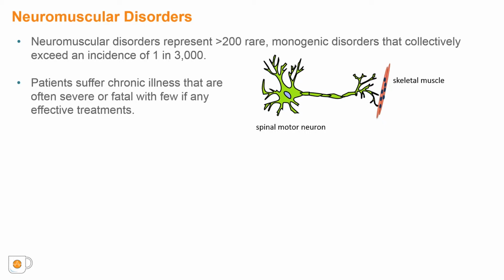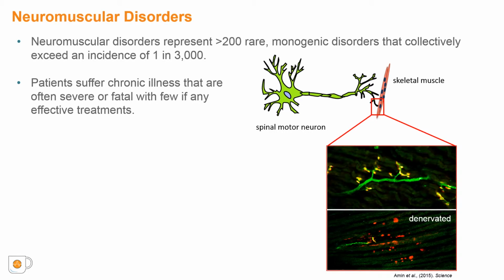We've gained a strong genetic understanding for many of these disorders, with over 400 genes being implicated thus far. Nevertheless, patients with defects in these genes suffer long-term chronic illnesses which are often severe or fatal, with few if any effective treatments outside of recent advances in spinal muscular atrophy.